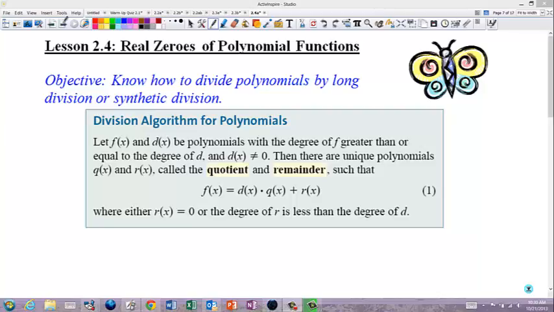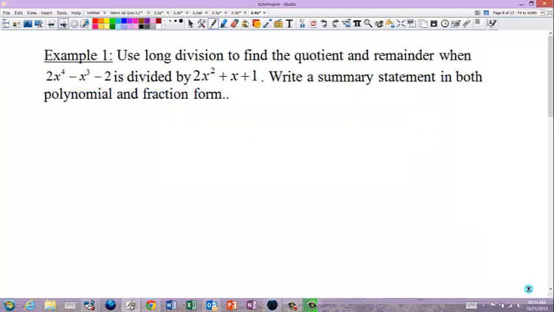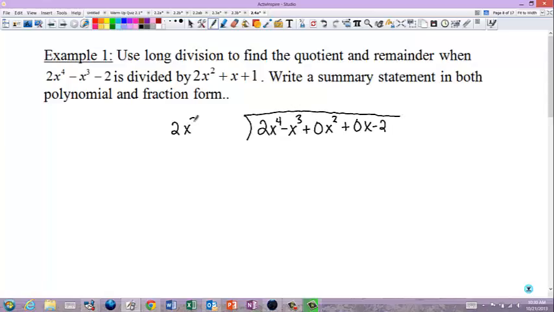Alright, this video is 2.4, Real Zeros of Polynomial Functions. This video is going to include examples 1 through 4. The first thing is to use long division to find a quotient and remainder when 2x to the fourth minus x cubed, and I have to add zeros, plus 0x squared plus 0x minus 2 is divided by 2x squared plus x plus 1.